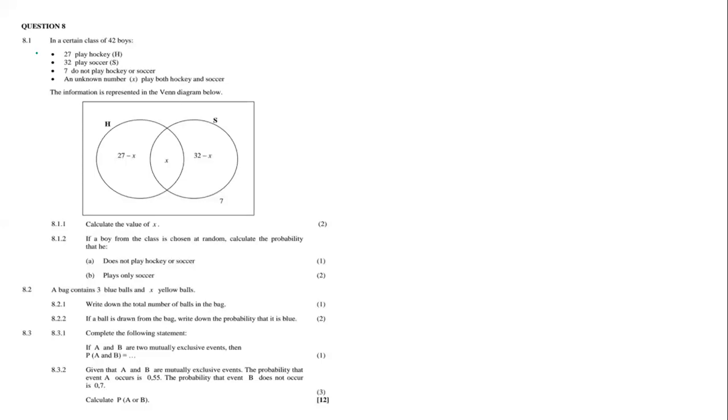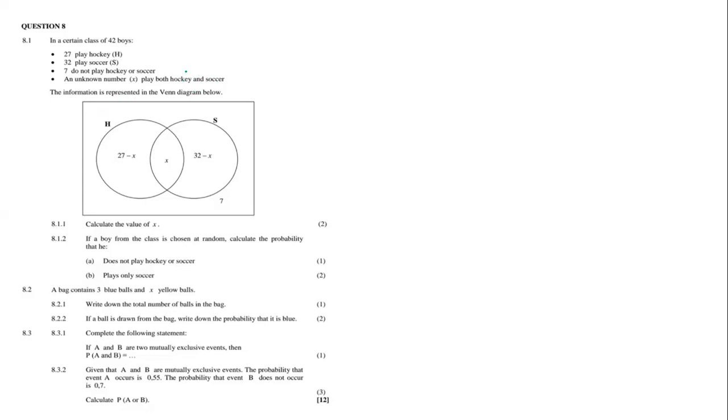Now, let us continue with question number 8. It says that in a certain class of 42 boys, 27 play hockey, 32 play soccer, and 7 do not play hockey or soccer. An unknown number X play both hockey and soccer. And the information is represented in the Venn diagram below.